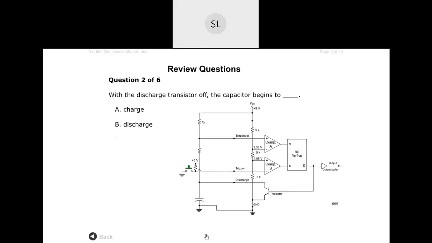Next question. With the discharge transistor off, the capacitor begins to charge or discharge once the transistor is in the off state. The capacitor will be allowed to charge or discharge when the transistor is in the off state? Yes, it will start to charge. Very good.